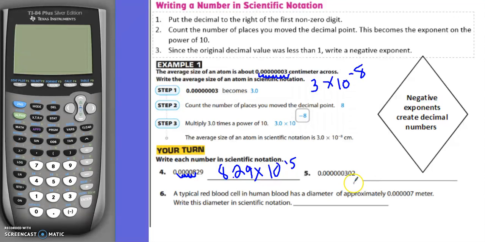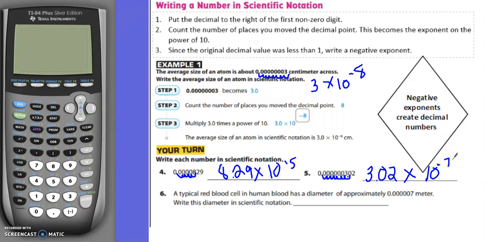All right, same thing here. We're going to go between the 3 and the 0. So we're going to have 3.02 times 10, and we got to count how many spaces we need to go. 1, 2, 3, 4, 5, 6, 7. So we have 3.02 times 10 to the negative 7.